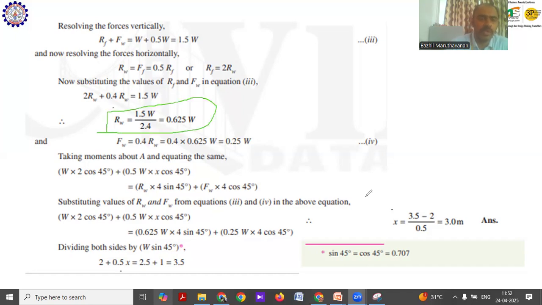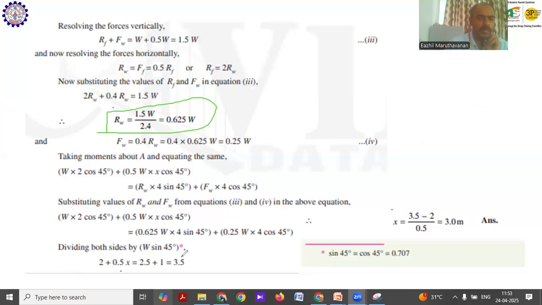To find the value of x, we have to take the moment about point A. So moment about point A is equal to W into 2 cos 45 plus 0.5 W into x cos 45. These are weight into perpendicular distance. That is equal to RW into 4 sin 45 plus FW into 4 cos 45. By substituting the value of RW, we'll get the equation as W into 2 cos 45 plus 0.5 W into x cos 45 is equal to 0.625 W into 4 sin 45 plus 0.25 W into 4 cos 45.